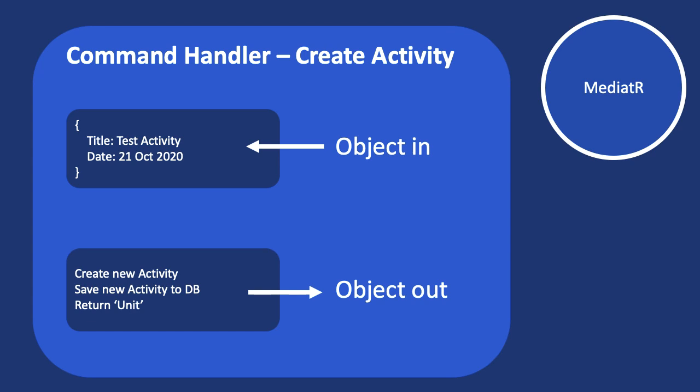This is going to create a new activity and save the new activity to the database. So that our API controllers are aware that this has been successful, we'll return a special mediator object called Unit, and we'll pass that back to our API controller. Once our API controller receives this, it knows the request has been successful, and it'll send out the appropriate HTTP response to the client, and typically this is going to be a 200 response. And this would be an example of our command handler.